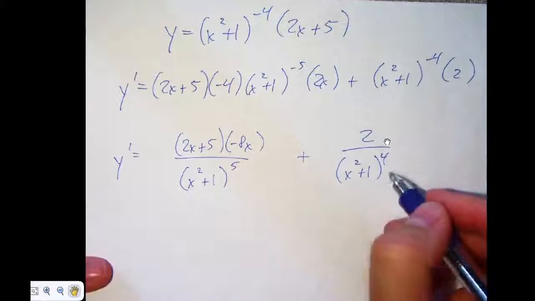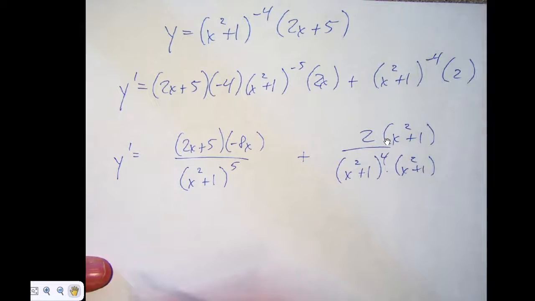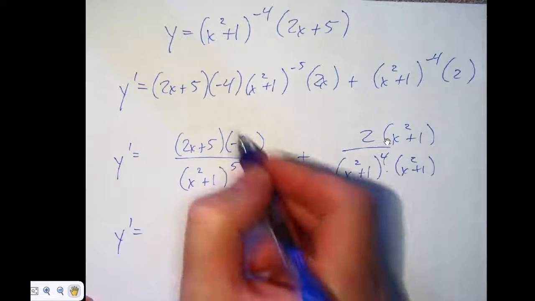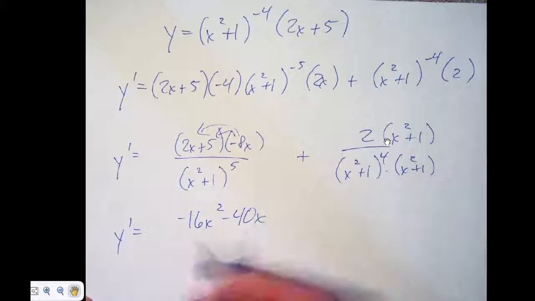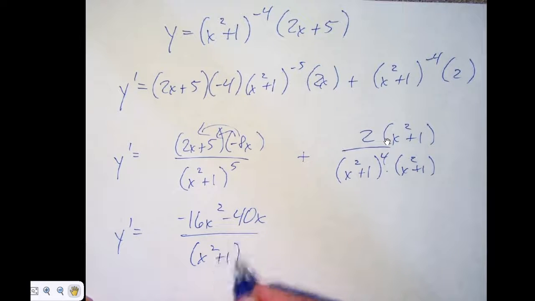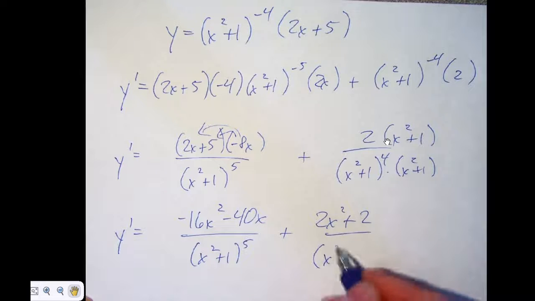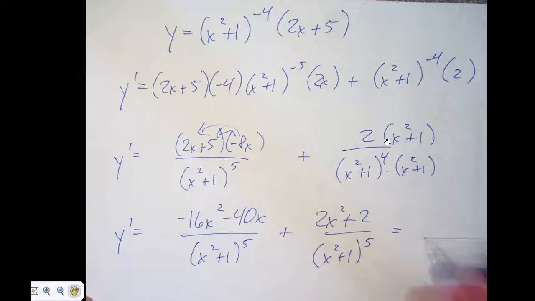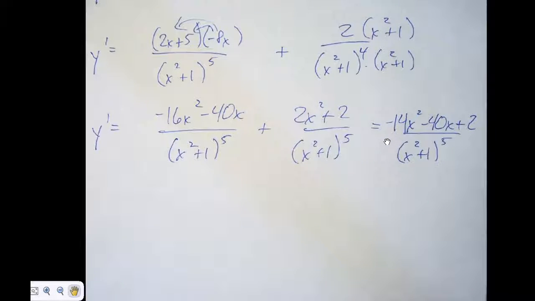Alright, then I need another x squared plus 1 over here, which means I need 1 at the top also. While I'm doing that, I'm going to distribute, so negative 16x squared minus 40x all over 5 of these guys on the bottom. 2x squared plus 2, and now I have 5 of these guys on the bottom over there. So now that I have a common denominator, I can add up going straight across, and I'll get negative 14x squared minus 40x plus 2. You guys agree?